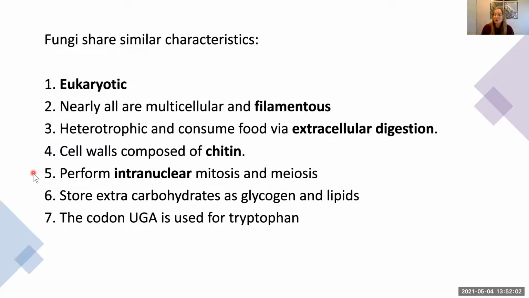When your fungus is going to do mitosis or meiosis, because it has to grow and it's going to reproduce, it's going to perform intranuclear mitosis and meiosis. And what that means is that the nuclear membrane does not break down in prophase. Everything else is the same. So prophase, metaphase, anaphase, telophase, just like your cells, except the first step in prophase is that the nuclear envelope disintegrates. That's not true for fungi. They keep that nuclear envelope intact. And everything that happens, happens inside the nuclear envelope, and then the nucleus splits into two different nuclei.